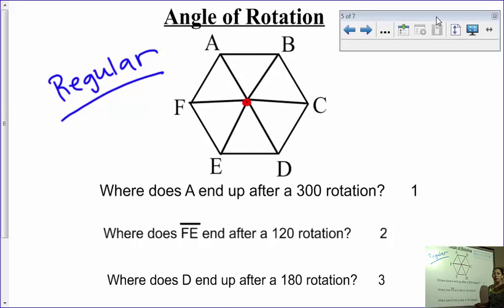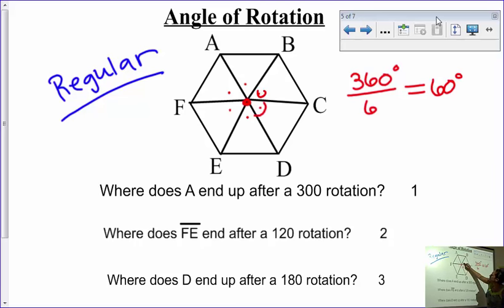And so we've got to figure out how many pieces of pie, or how many sections, this gets broken down into. We've got 1, 2, 3, 4, 5, 6. To figure out what each one is, we're going to do 360 degrees, which is the whole way around, and divide that by 6. So 360 degrees divided by 6 is 60 degrees. Okay, so this is 60 degrees, this is 60 degrees, 60 degrees, all the way around is 60 degrees. All right, so knowing that information, let's look at the next questions.